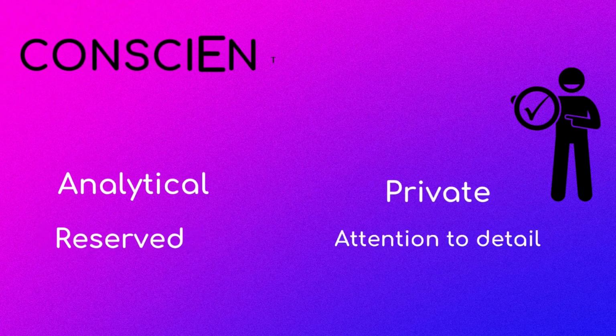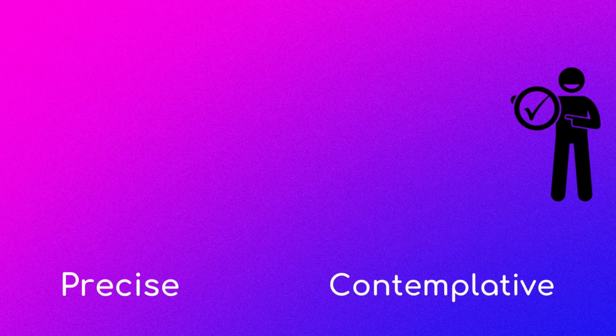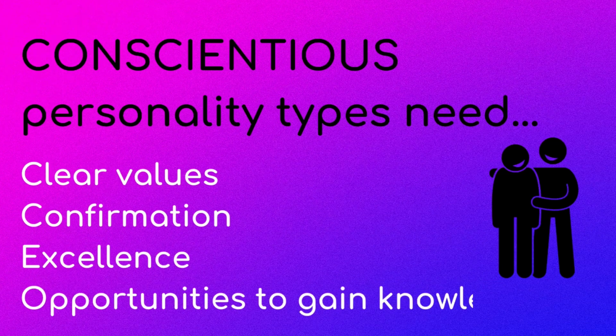Now, last but definitely not least, we get to the conscientiousness. These people are analytical, reserved, precise, private, they like attention to detail, and they're contemplative. Let's take a look at what conscientious personality types need. Clear values, confirmation, excellence, and opportunities to gain knowledge.